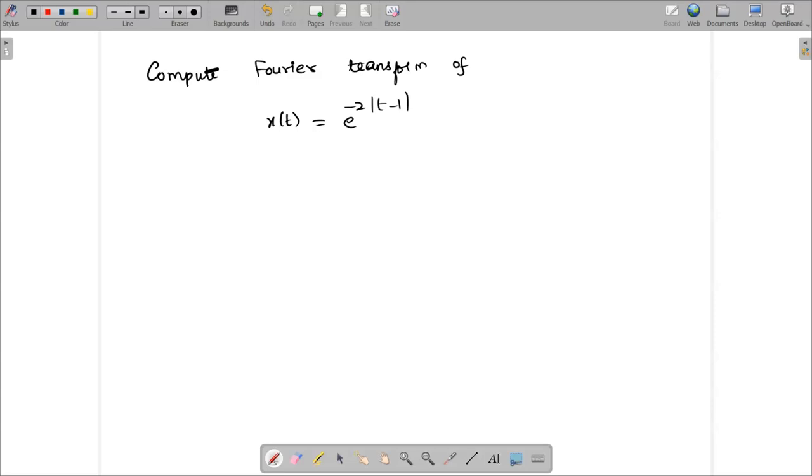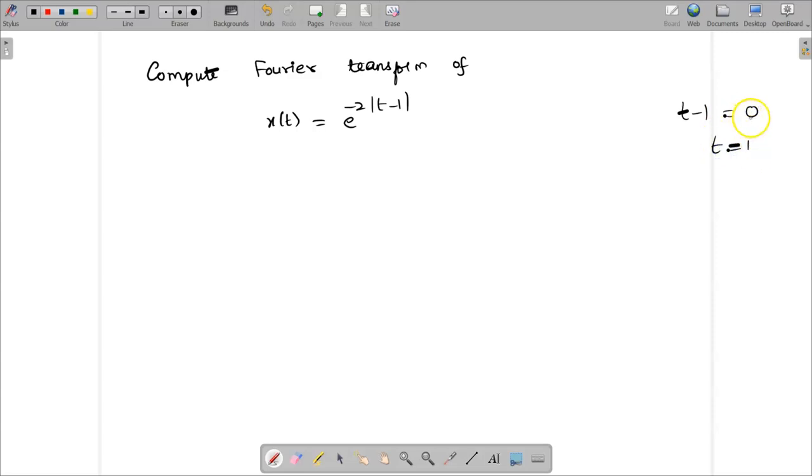Today we are going to compute the Fourier transform of the given expression, that is x of t equal to e power minus 2 modulus of t minus 1. Whenever they give modulus of t minus 1, it means that t varies from 1 to infinite. For example, since they have given t minus 1, we have to equate this value to 0, so t is equal to 1.